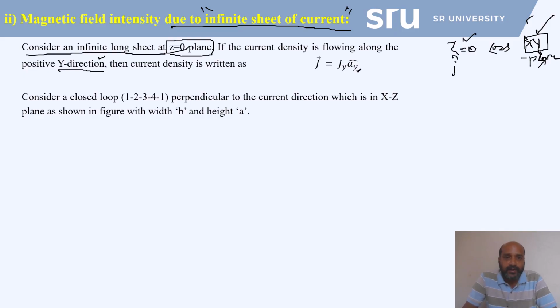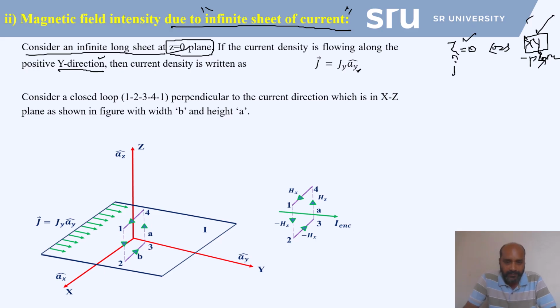Now consider a closed loop 1 2 3 4 1 perpendicular to the current direction, in which that exact plane is shown in the figure. I mean, in order to understand this statement, first we'll try to go with the figure diagram, then it is easy to understand this particular statement. Now see all these conditions in this diagram. So now let this be the sheet.